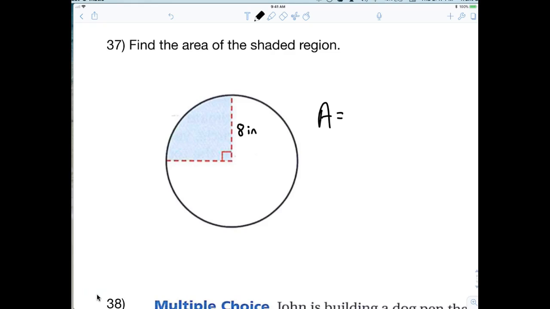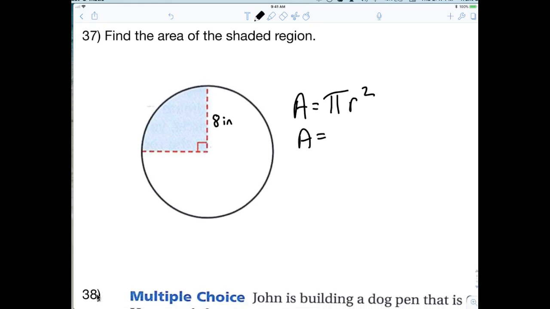What shape is it? So what's the area of a circle? Pi times r squared. Yes. Now what's the radius? It's 8 inches. Are we going to cut that in half? So I have to divide. You could divide that by 4, or somebody said multiply by 0.25.